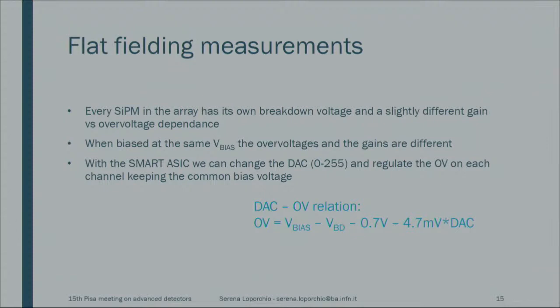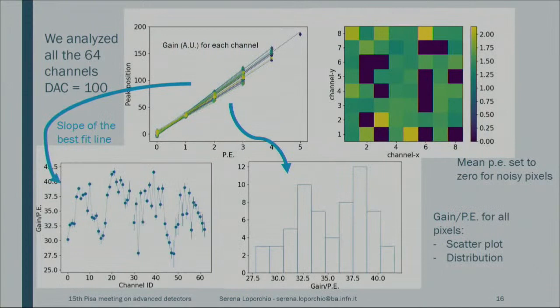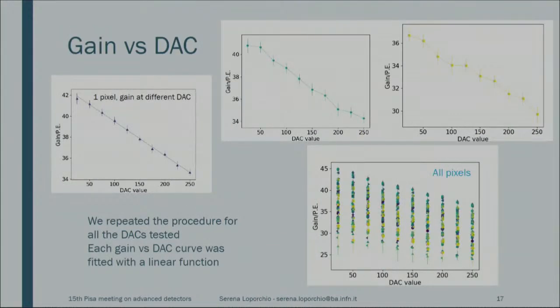We then proceeded with flat fielding measurements of the module. So like I said before, what we did was that we report the gain of each pixel, and as you can see, the values are scattered, and they are not the same, also here in this distribution. We go from about 27 up to 40 arbitrary units for the gain, but we are interested in having a uniform gain for the module and then for the camera.